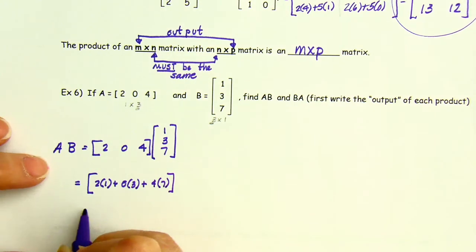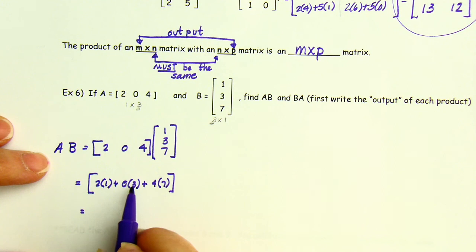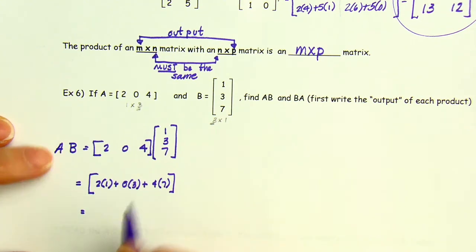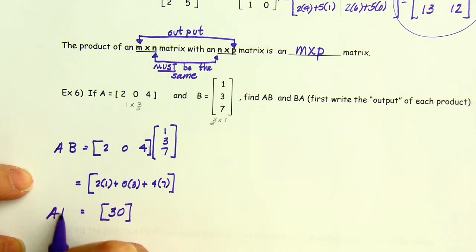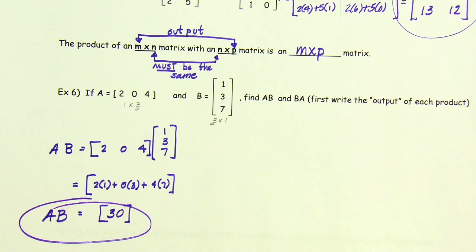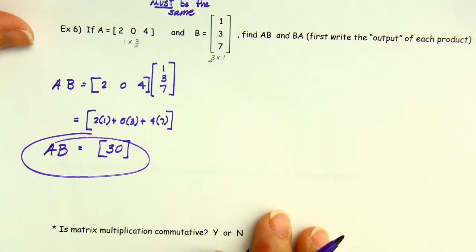And now I'm going to do the computation. 2 times 1 is 2. That's 0. 2 plus 0 is 2. 7 times 4 is 28. When I add the 2 with the 28, I get 30. And there is my 1 by 1. So the product of A and B equals this matrix right there.